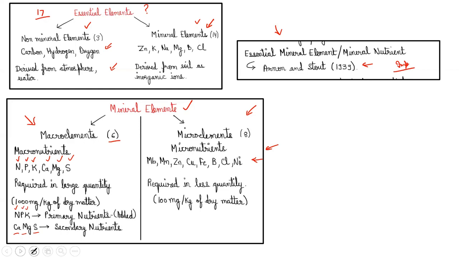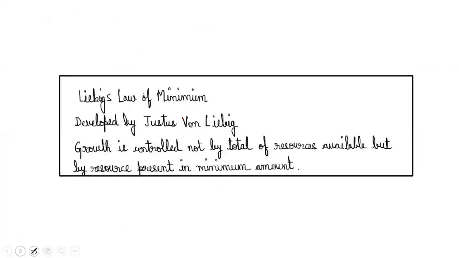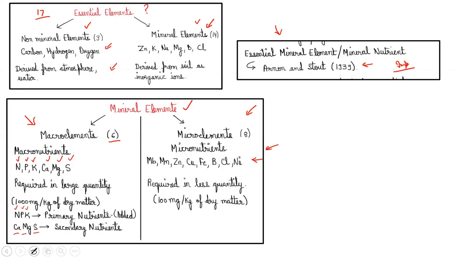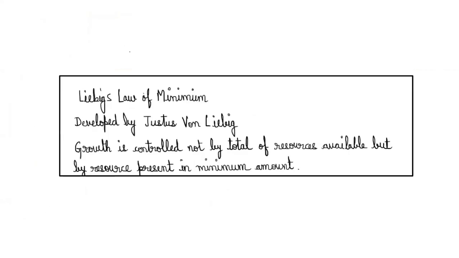Let us now talk about the macronutrients. Before talking about the macronutrients, let me first tell you about Liebig's law of minimum. This is a very important law that you should be knowing about. You can expect a question from here. First of all, this was developed by Justus von Liebig, and he said that the growth of the plant is dependent upon the element or the nutrient which is supplied in least quantity, and this should be in relation to the need of the plant.